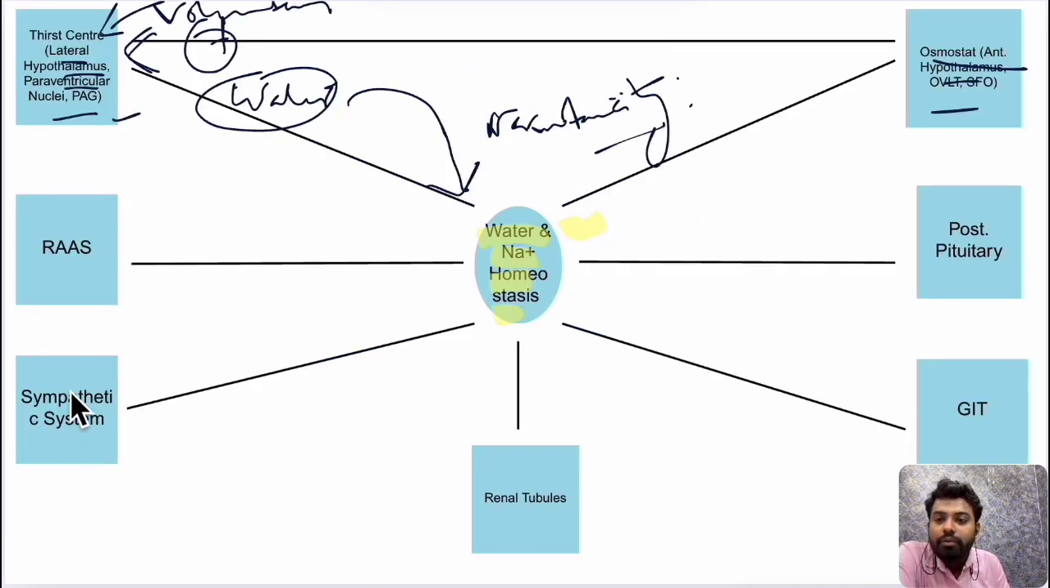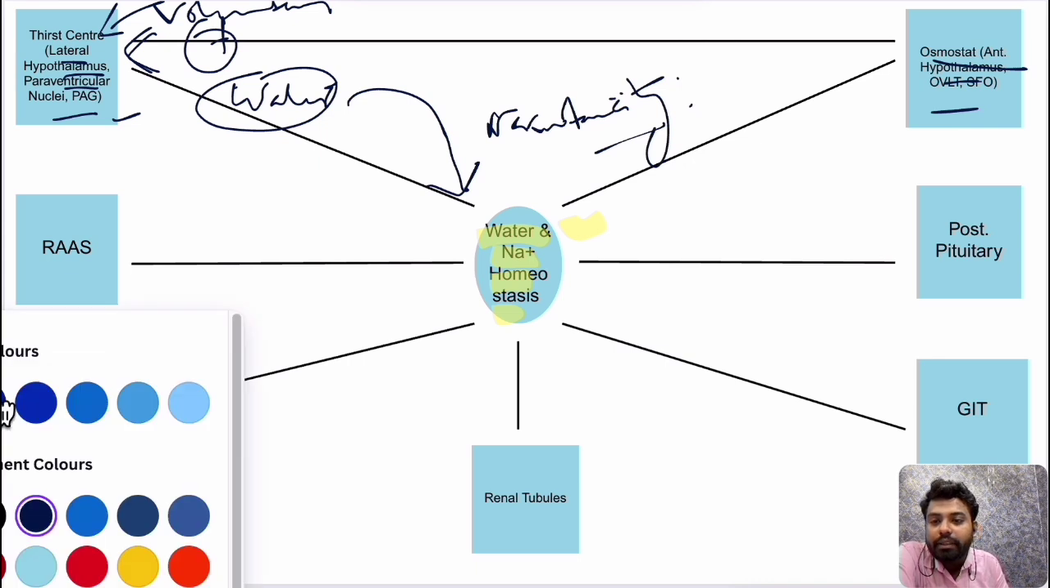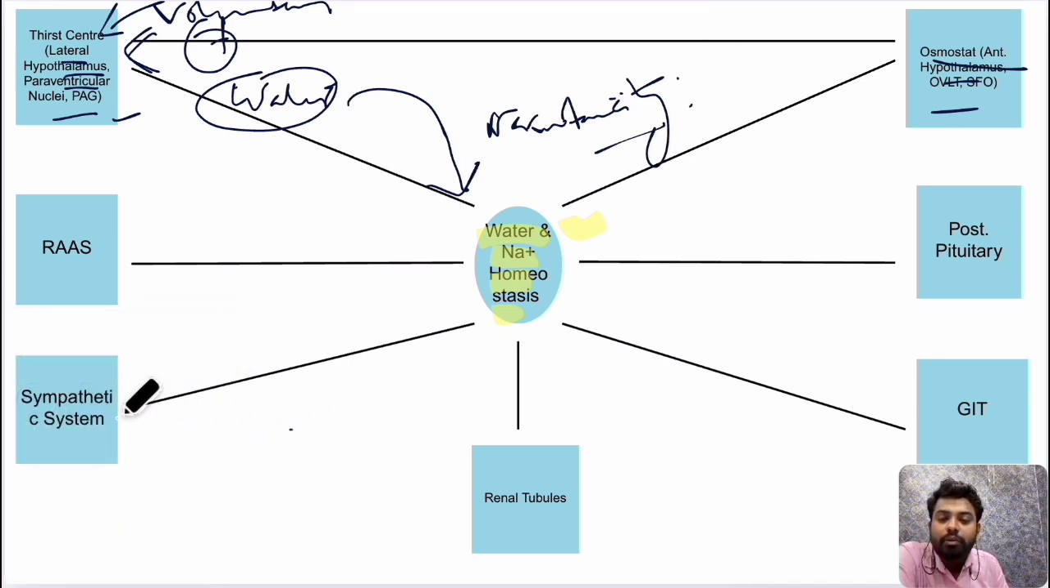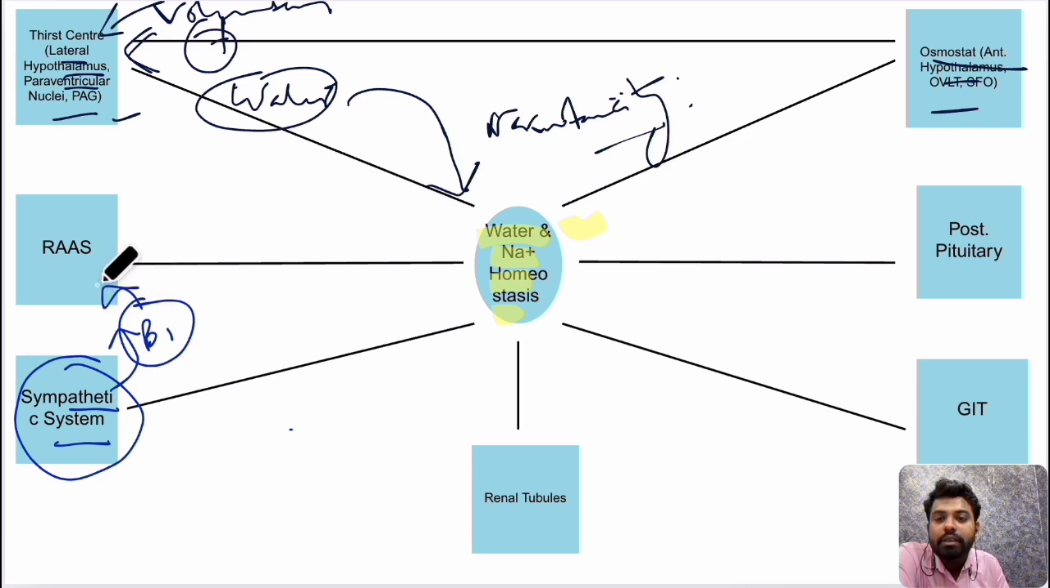Then coming to the next, that is your sympathetic system. Whenever your arterial volume is low, or the body is in dehydrated condition, your BP is low, the sympathetic system is getting active, and your beta 1 receptors in JG cells will secrete renin. That's how it will happen.